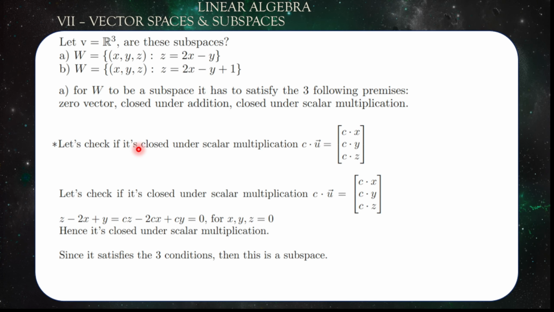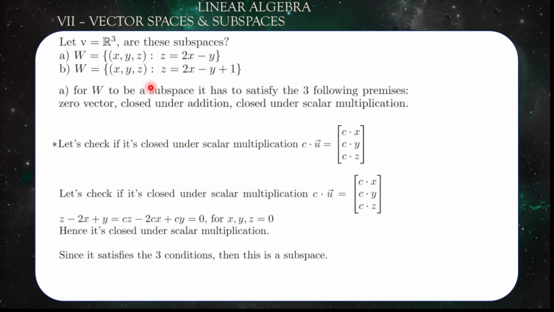Now, let us check if it's closed under scalar multiplication. So c times u is equal to cx, cy, cz. If we multiply each argument of z minus 2x plus y by c, we get c times z minus 2cx plus cy, which is equal to 0 for x, y, z equal to 0. So it becomes 0. Hence, it's closed under scalar multiplication. Since this w satisfies the three conditions, it is definitely a subspace.